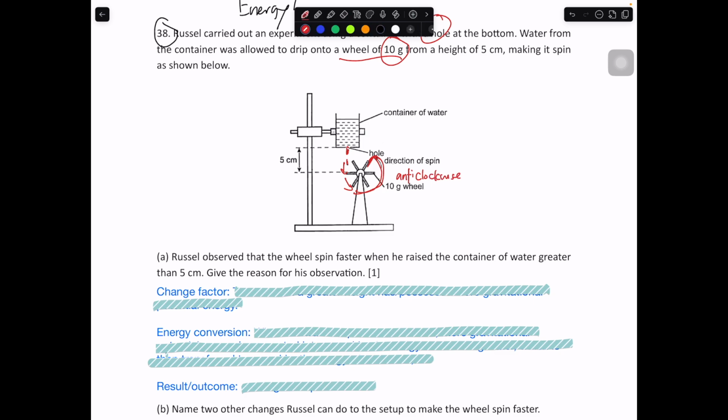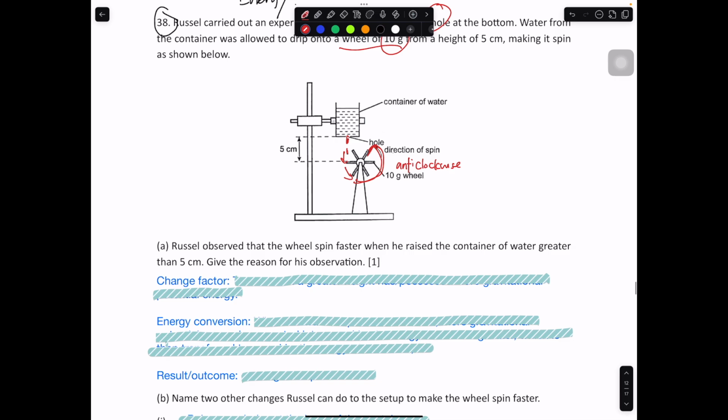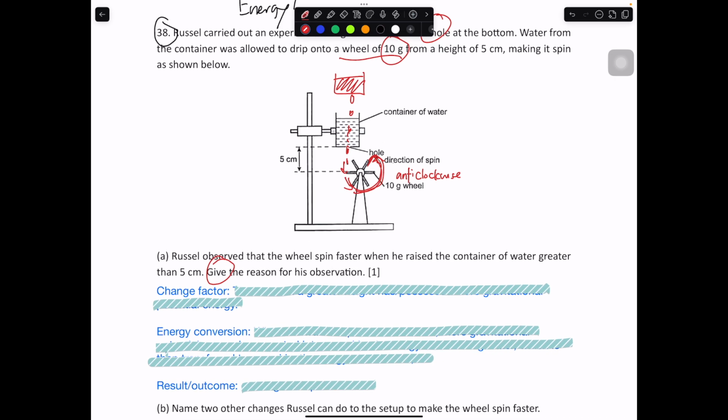Okay, so Russell observed that the wheel spin faster if he raised the container of water higher than 5 cm. So if I put this up to here, okay, it will still drip, but the whole thing will spin faster. How come it will spin faster? Give a reason. So the factor that have changed is that the water is now at the higher height. So if the water is at the higher height, it will have more GPE. More GPE that is stored in the water.